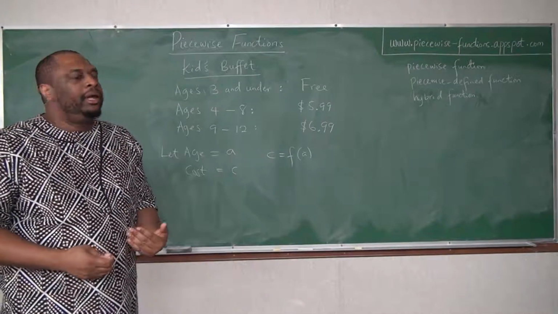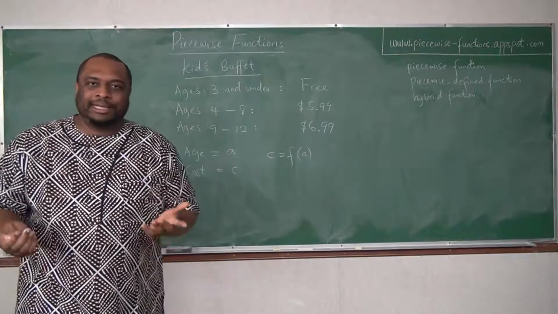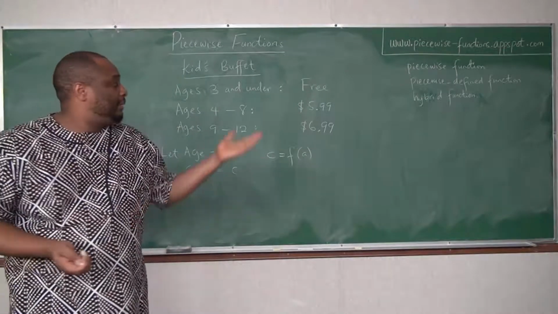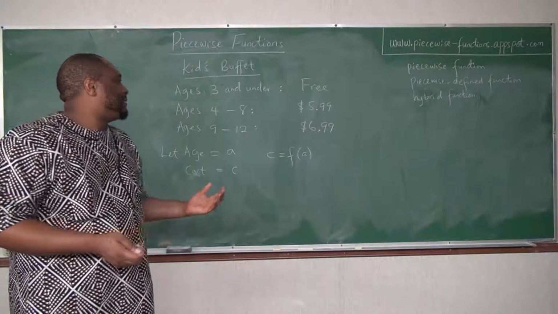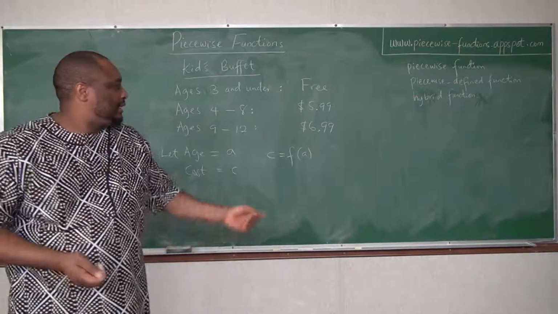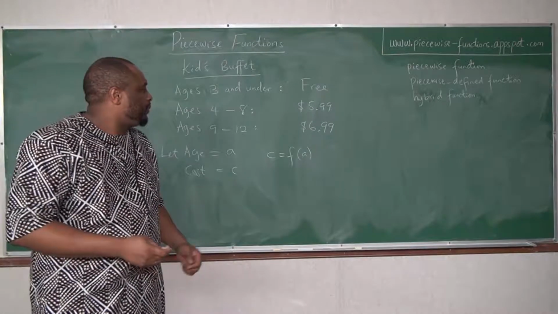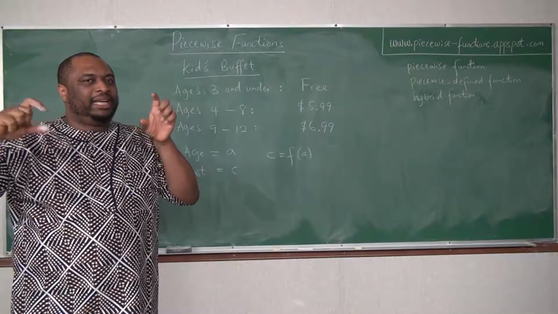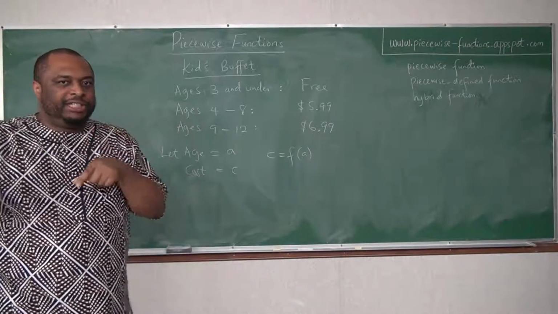the child. If the child is 3 years, cost is $0. If the child is 7 years, the cost is $5.99. If the child is 10 years, then the child pays $6.99. So the age is not a function of the cost. You see that? The cost of the meal is a function of the age of the child.